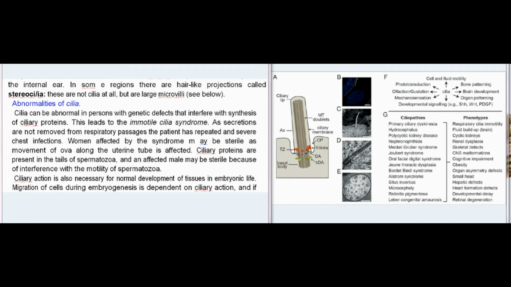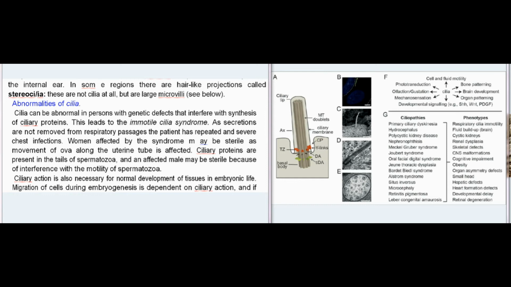Abnormalities of cilia. Cilia can be abnormal in persons with genetic defects that interfere with synthesis of ciliary proteins. This leads to the immotile cilia syndrome. As secretions are not removed from respiratory passages, the patient has repeated and severe chest infections. Women affected by the syndrome may be sterile as movement of ova along the uterine tube is affected. Ciliary proteins are present in the tails of spermatozoa, and an affected male may be sterile because of interference with the motility of spermatozoa.